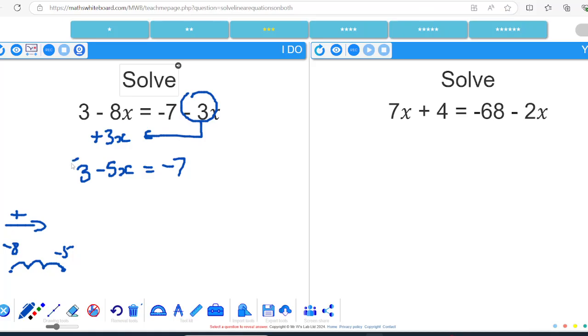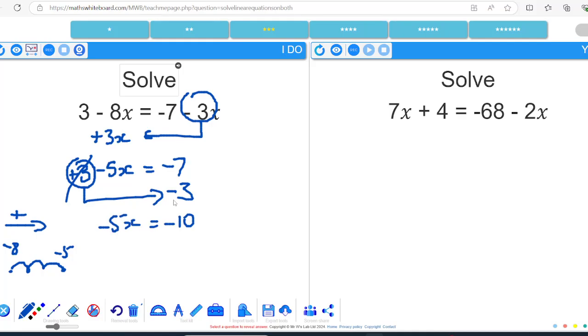If we look to get rid of the 3, we want to move that away. It's positive 3. So we take the sign with it and do the inverse. So we're going to subtract 3. Minus 7. Subtract 3. Minus 8. Minus 9. Minus 10. And I've got minus 5 lots of x.